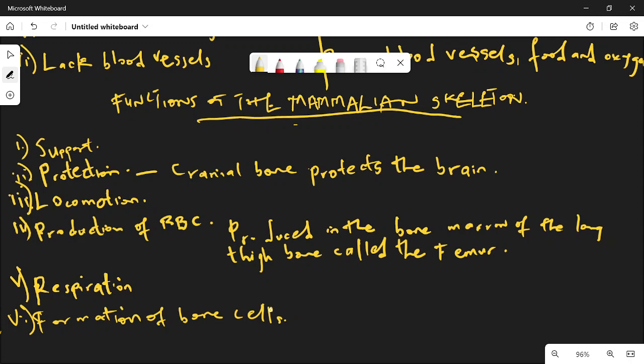Number one, we talked about support. Number two, protection. Number three, locomotion. Number four, production of red blood cells. Number five, respiration. Then number six, formation of bone cells. So that is that about that.